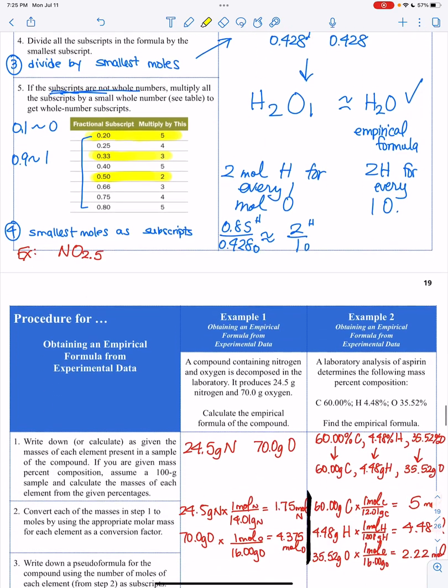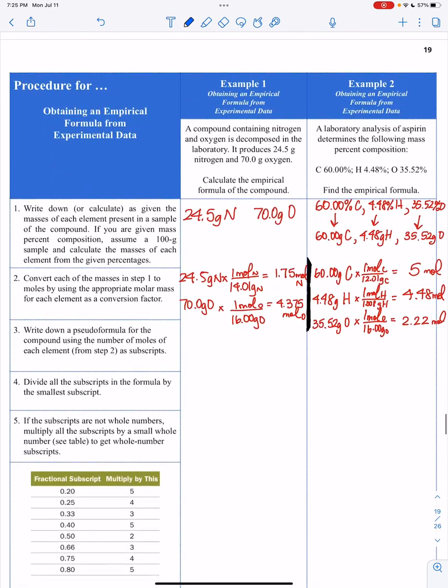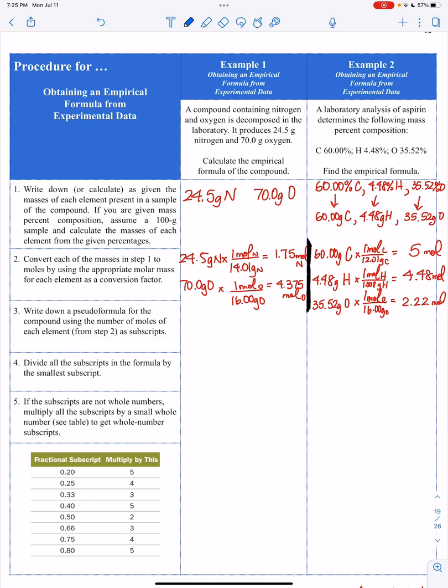So I have some examples of that. Let's look at the next page. I have more examples. Best thing to do is example, example, example. So I have 2 examples here. It says a compound containing nitrogen and oxygen is decomposed in the laboratory. It produces 24.5 grams of nitrogen and 70 grams of oxygen. So not percentages, right?